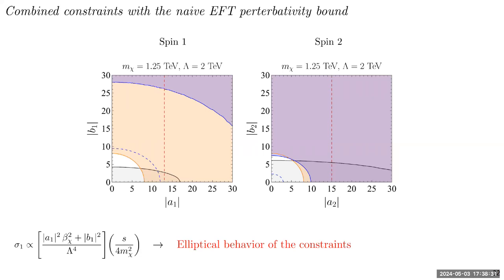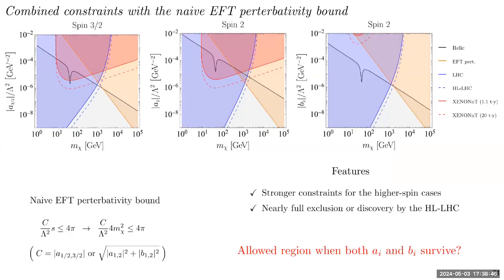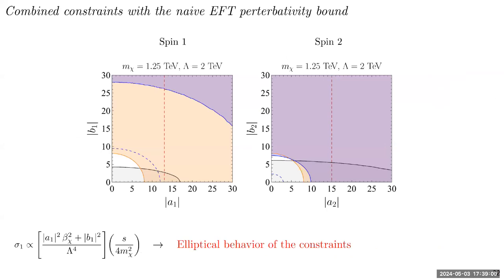So what is the allowed region? The white one. Yeah, so you still have a small part. Yeah, exactly. Even though we consider the spin 2 case, there is a very, very tiny allowed region. Maybe it is hard to see, but there is a very, very tiny white region. So in order to see that, we chose the mass just to show the allowed region. This is the reason why we took the mass value as 1.25 TeV.